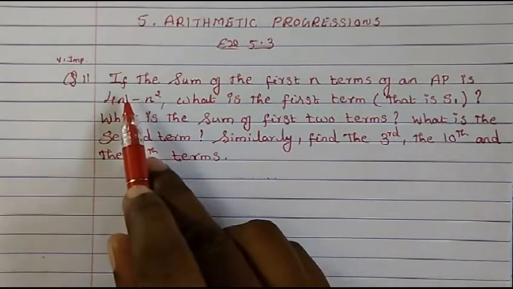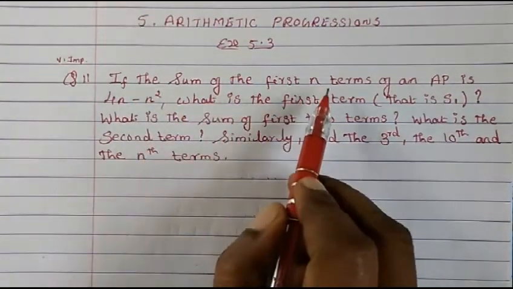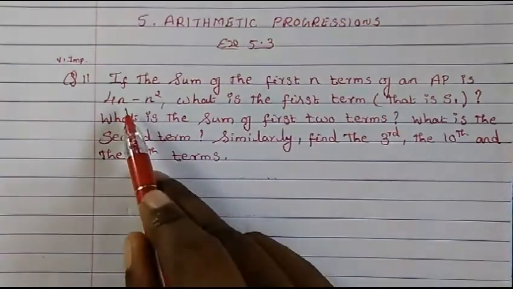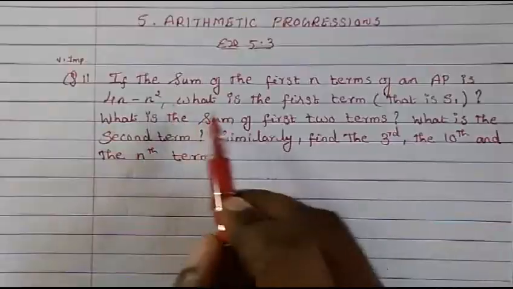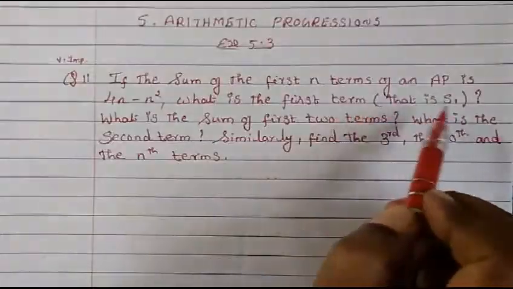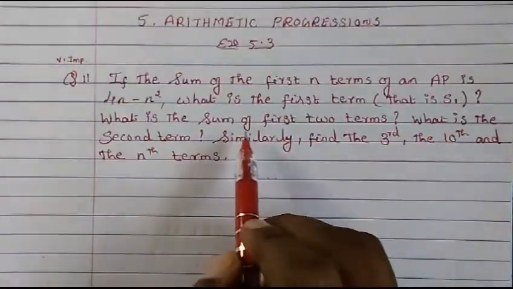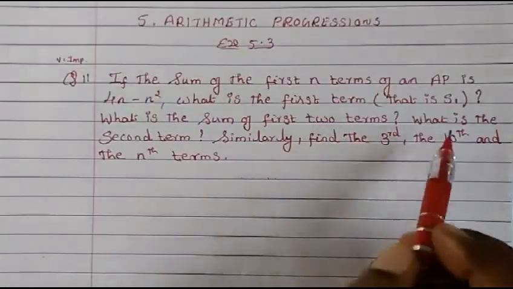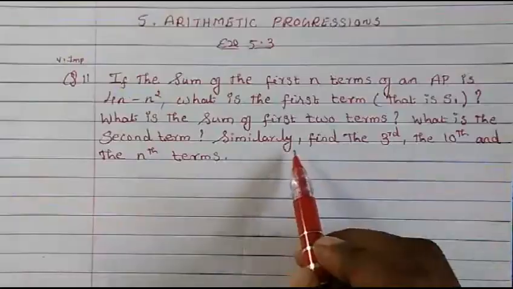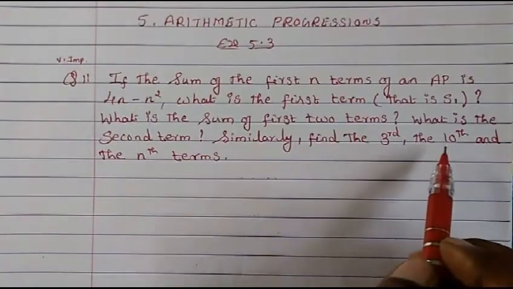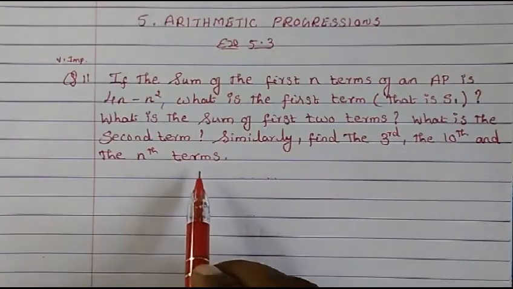So the question is, if the sum of the first n terms of an AP is 4n minus n square, what is the first term, that is S1? What is the sum of first two terms? What is the second term? Similarly, find the third and the 10th and the nth terms.